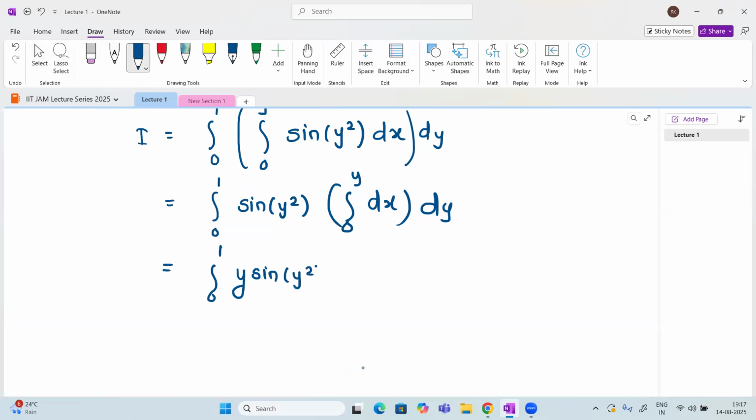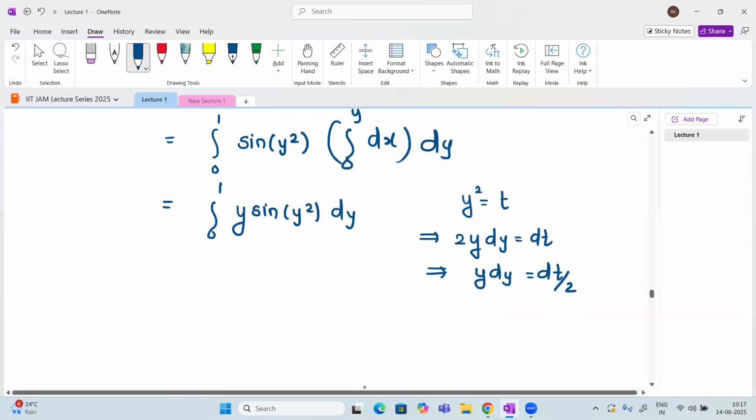I hope all of you are getting what I'm writing. Yes, sir. Okay. So next trick is substitution. What shall I put here? Y square equal to t. Derivative: 2y dy equal to dt. So y dy is equal to dt by 2. What about limits? Limits will be same, no?